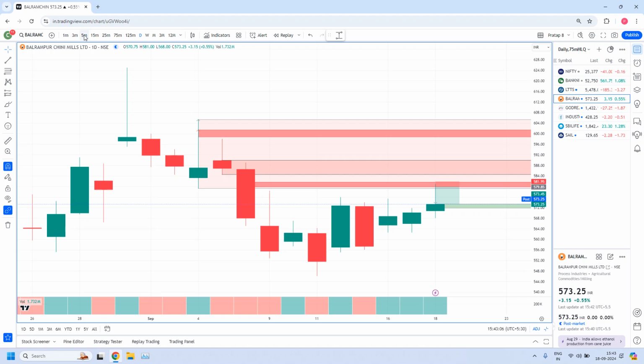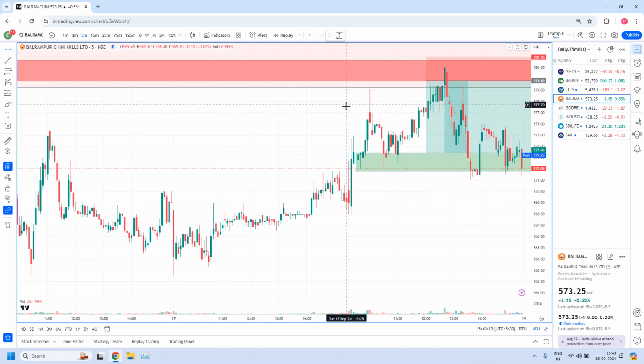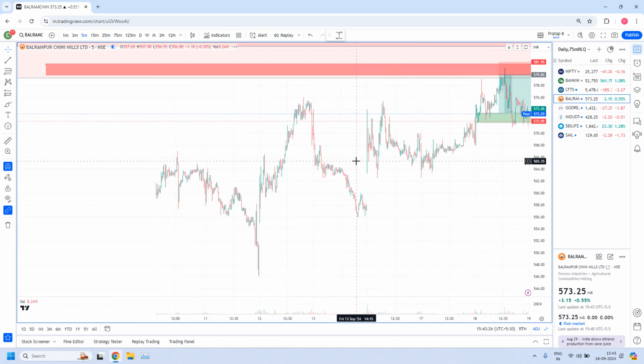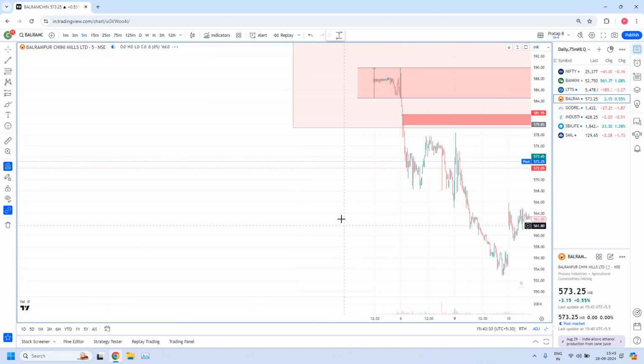So let me directly go to the 5 minutes time frame. See here today morning prices went, this is morning 10:30 candle, and up to this near to the zone it went and then again it came down. So what could be the reason? The moment you look into the chart in the 5 minutes time frame, we are seeing a zone here, 5-minute zone.